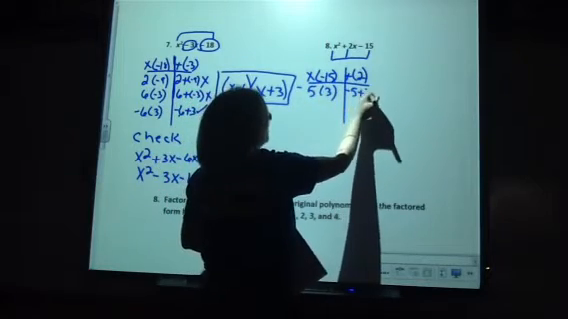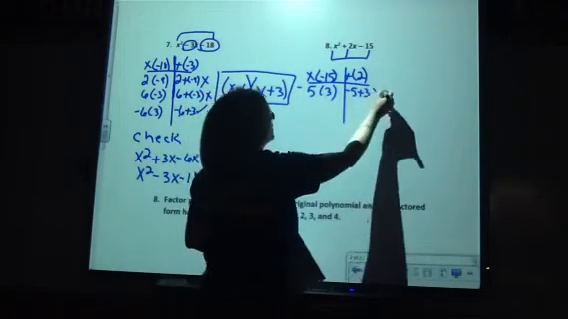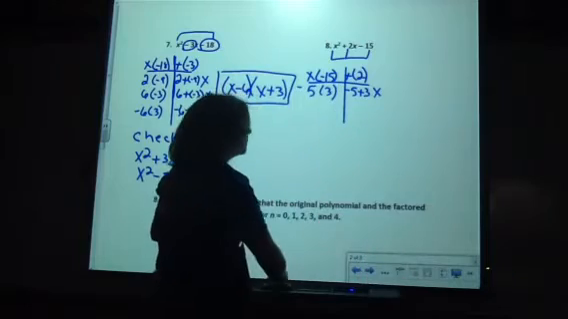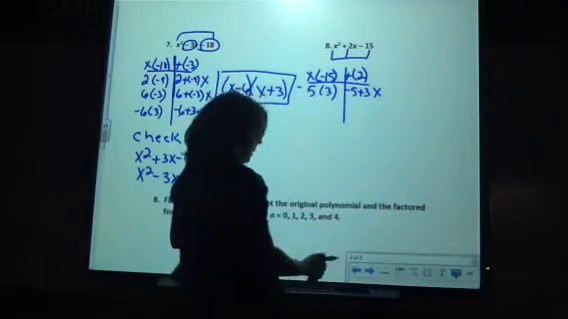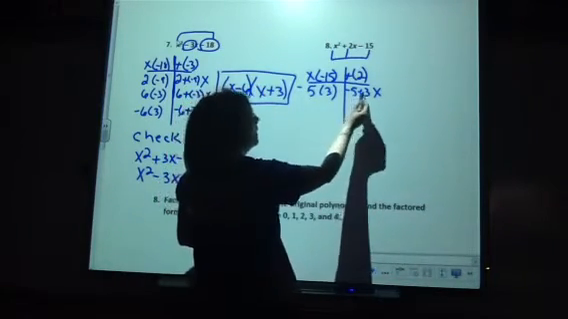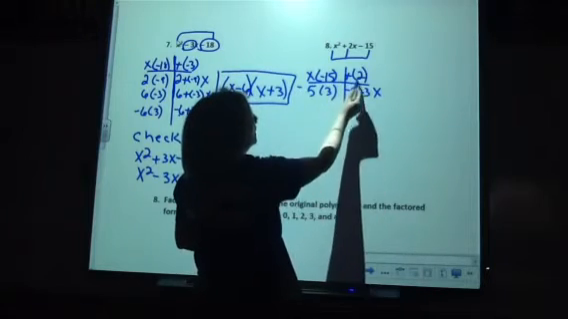So then let's add those. Well, when I add them, I get a positive 2. Whoops, that's not what I need. When I add them, I get a negative 2. Negative 5 plus 3 is a negative 2. I need a positive 2.